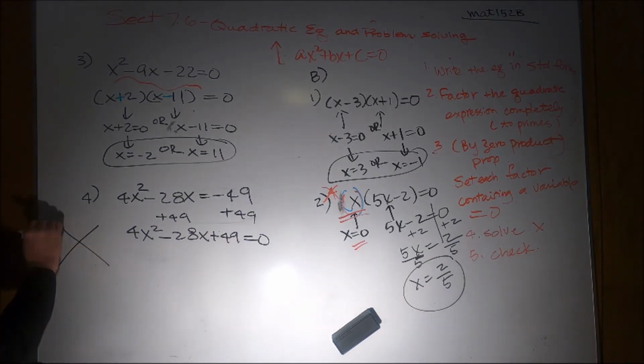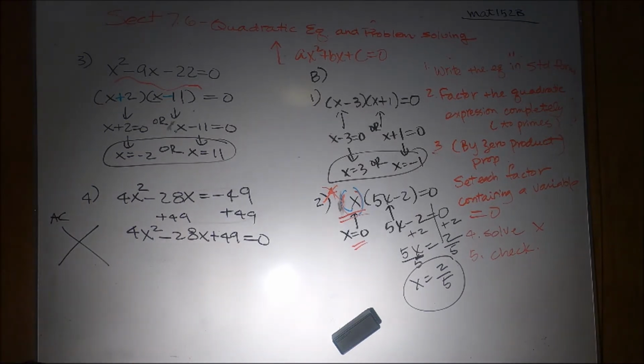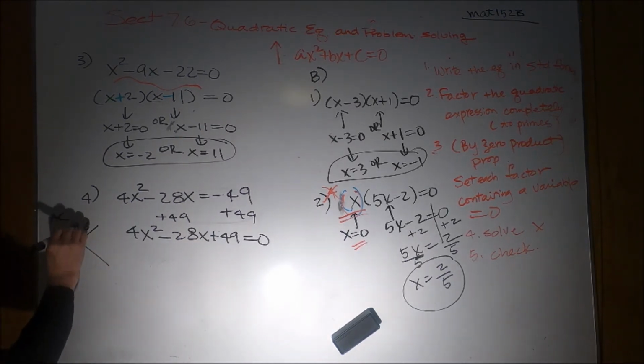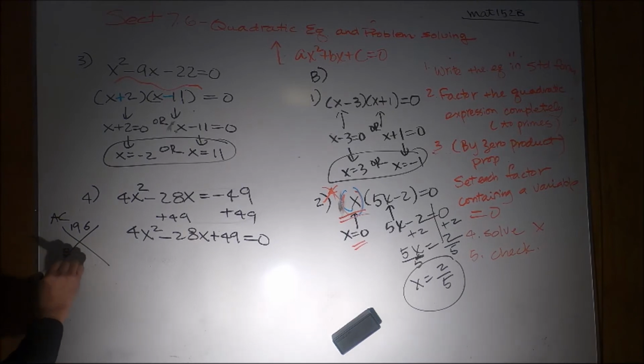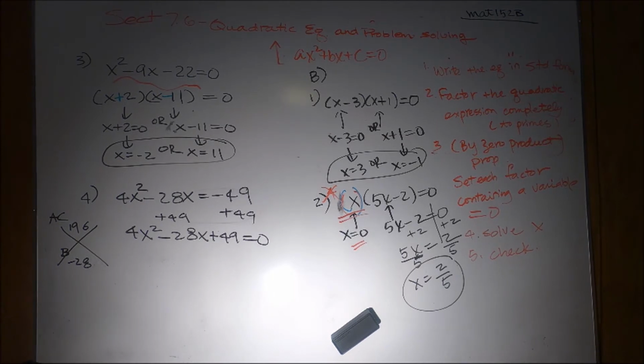So your AC is what? 4 times 49, which is a big number, right? 196. Then your B is negative 28. So you need to figure out how to actually break it down. It's not that straightforward. So one way to do it is what?